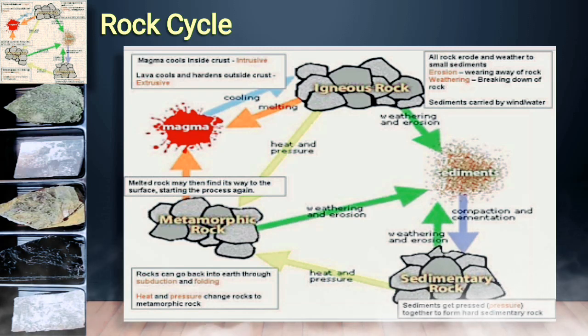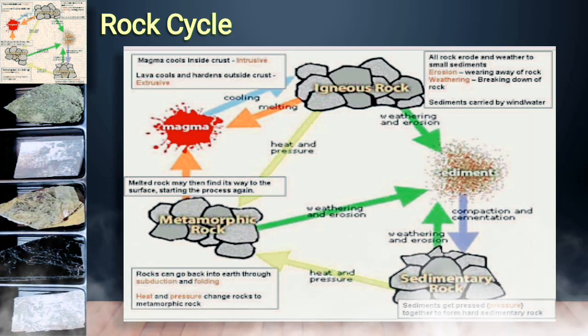So from cooling it turns to igneous rocks, wherein all rocks erode and weather into small sediments, and this wearing away of rock is known as erosion. And then the breaking down of rocks is known as weathering. So sediments are carried by wind and water. That is one of the other sources of agents.